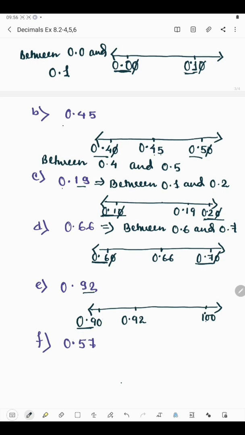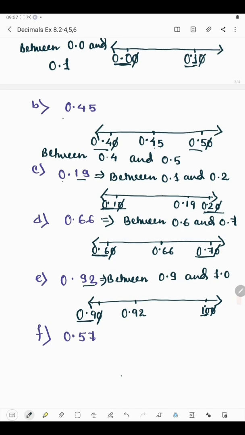Now since we need to make only the 10th place, we don't need this 0, so it is 0.9. Similarly this is not required, so it will become 1.0. So this 0.92 will lie between 0.9 and 1.0. Okay, now coming to the last part.